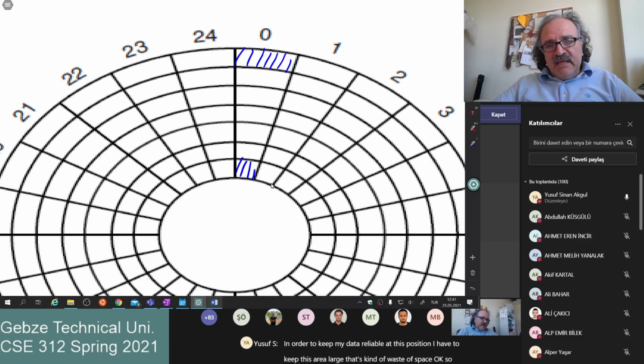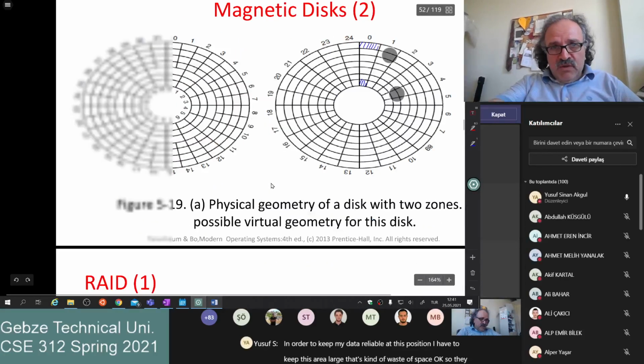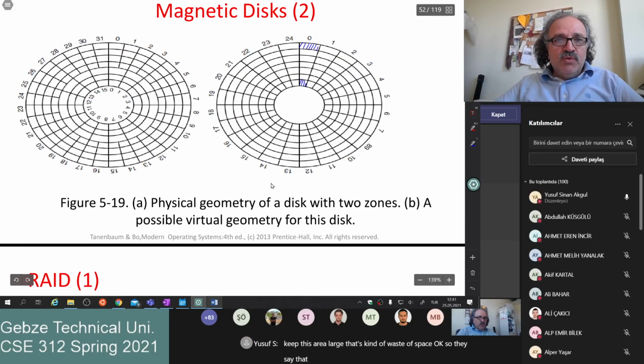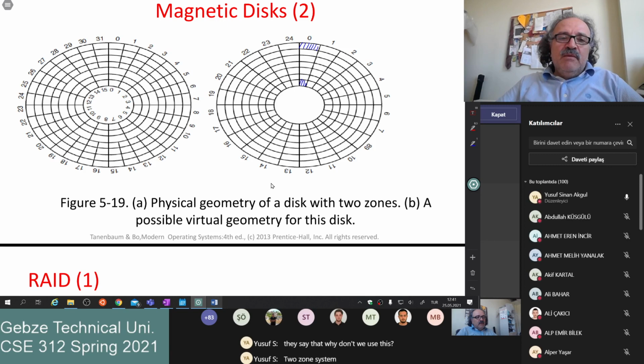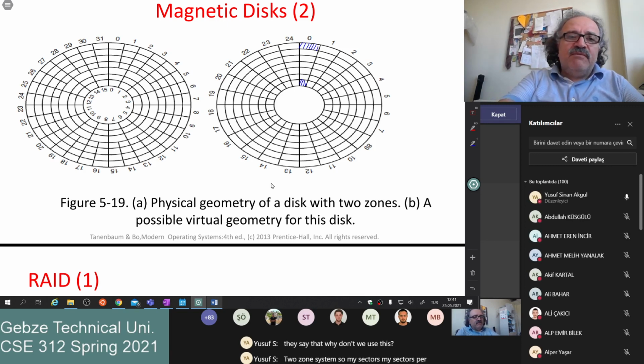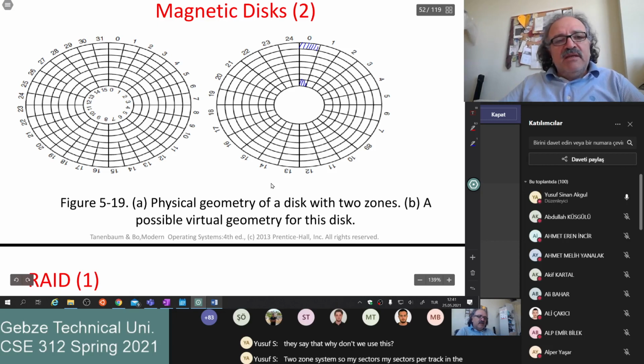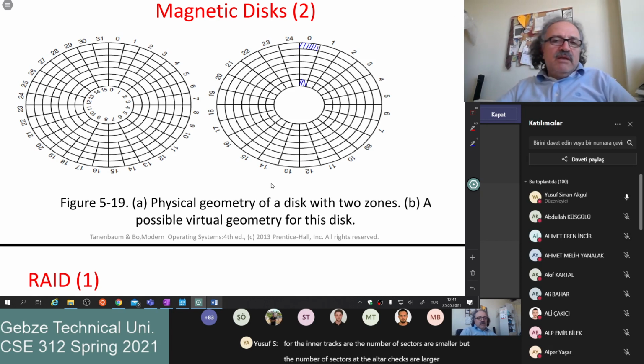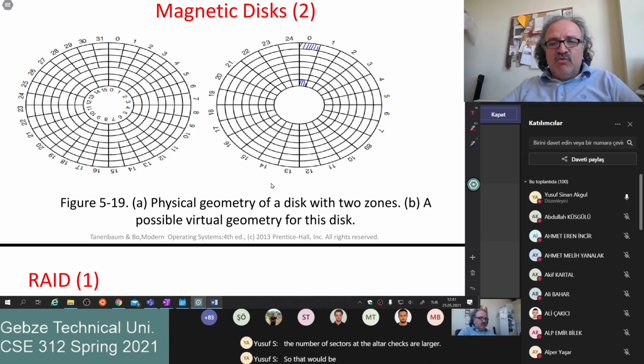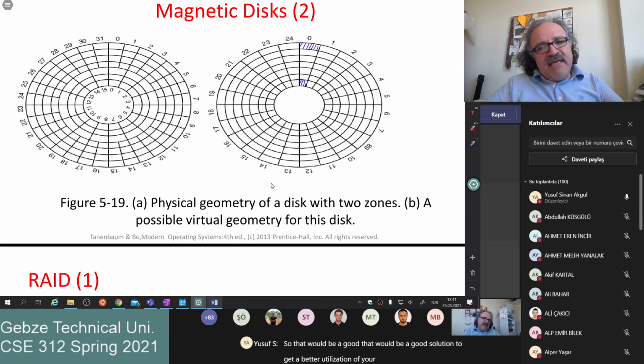So they say, why don't we use this two-zone system? My sectors per track for the inner tracks are smaller in number, but the number of sectors at the outer tracks is larger. So that would be a good solution to get a better utilization of your magnetic disk space.